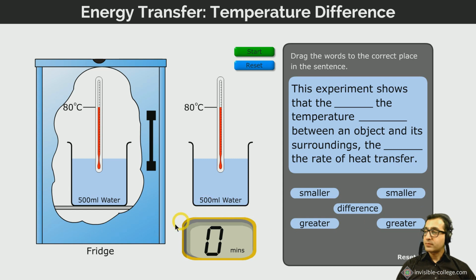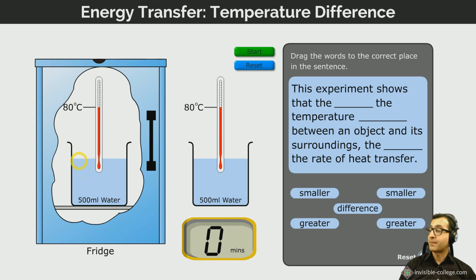So here's another one. The temperature difference. So this time we have two of the same volume of water, same shape of container. They start at the same temperature. So which of these two is going to cool most rapidly? This one's a little bit more obvious. Yes, well done. Yeah, so it's obviously going to be the one in the fridge.